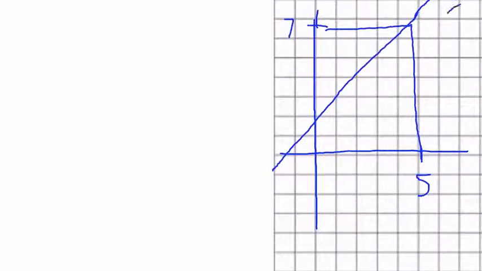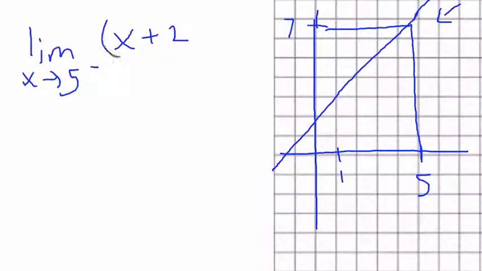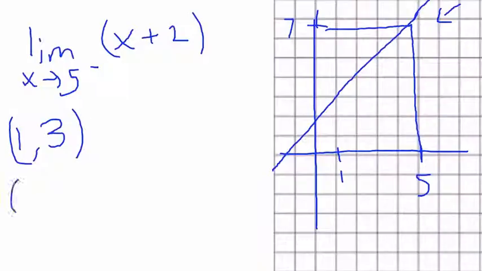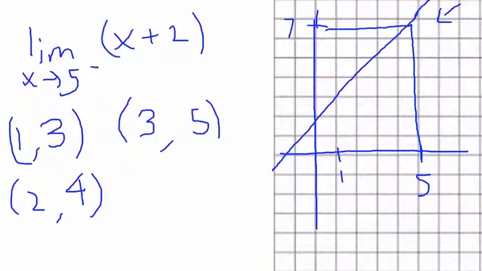A right-hand limit comes from this side, while a left-hand limit would be points approaching from this side. So if you took a random point, 1, I suppose, and plugged into the limit as x approaches 5 from the left-hand side of x plus 2, you would get 3. So it would be (1, 3). If you plugged in 2, it would be 4. If you plugged in 3, it would be 5. And we already know that at 5 it's 7. So we already know the limit is 7.